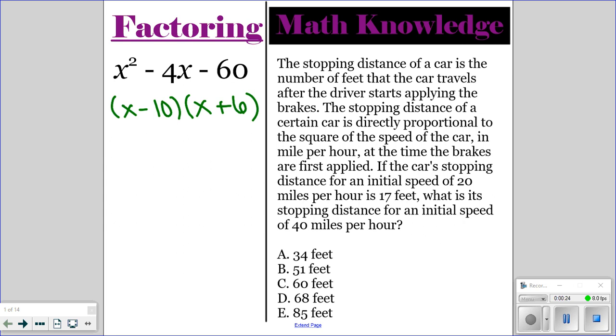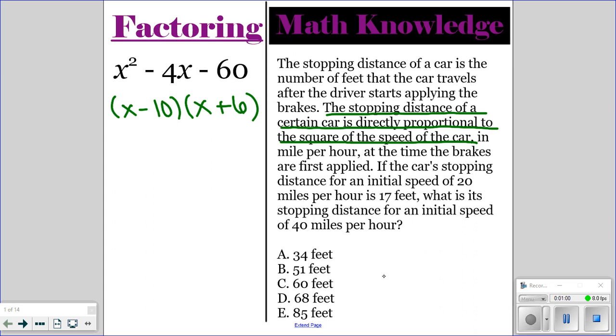For the math knowledge question, it gives you a lot of information, and then it says if the car stopping speed for an initial speed is this, per hour is 17 feet. What's the stopping distance for an initial speed of 40 miles per hour? You got to come back up here and actually read what it said. This sentence is the one that is important. The stopping distance of a car is directly proportional to the square of the speed of the car. That is the sentence that you need to pay attention to.